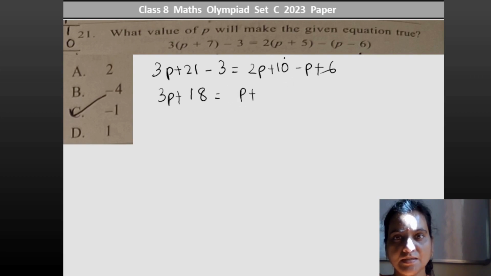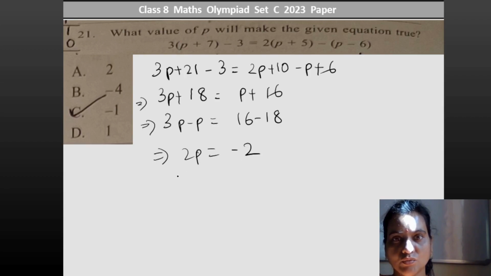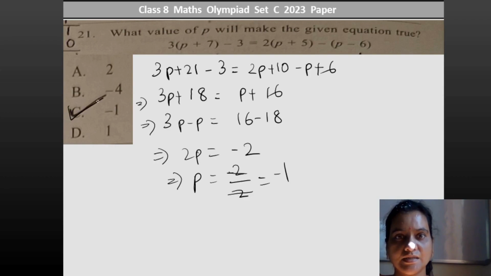So P plus 10 plus 6 is 16. So now it is 3P minus P is equal to 16 minus 18. So which is 2P is equal to minus 2. Therefore P is equal to minus 2 by 2. It will be minus 1. So option C is the correct answer for question number 21.